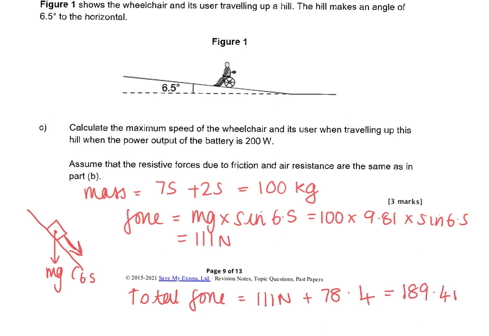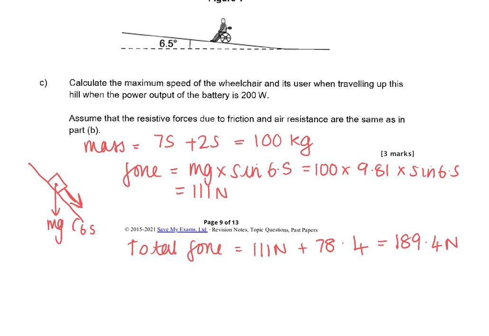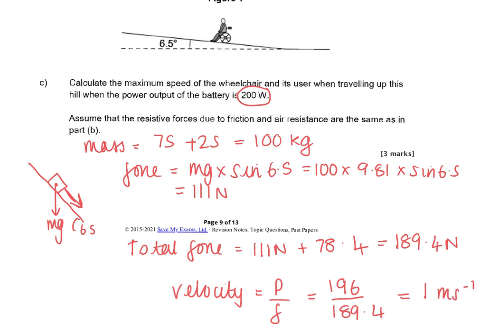So that's 189.4 newtons. And then we're going to use a very similar equation to the one above, basically the same equation. Velocity, or the speed, is equal to the power divided by the force. So we're going to take our power, 196. I know it says to use 200, but actually we worked out earlier that it was 196, not 200. You could put 200 in as well. And we're going to divide by the force, which is 189.4. And our answer is equal to roughly 1 meter per second. So that is the speed of our wheelchair.